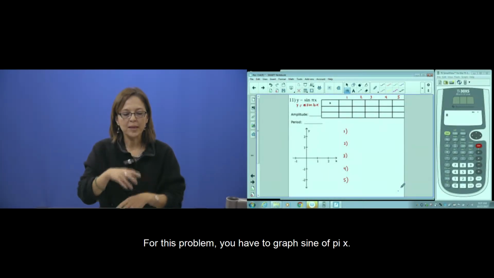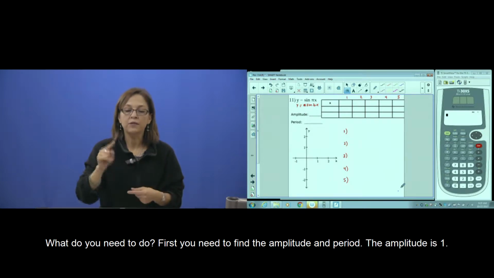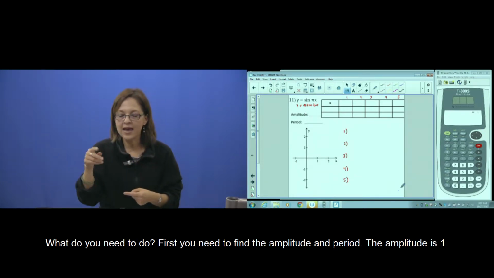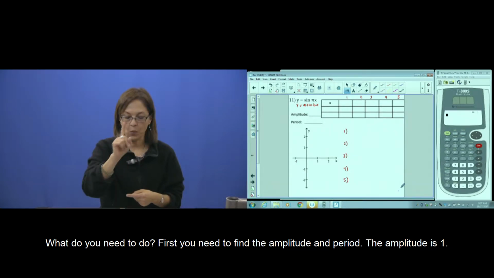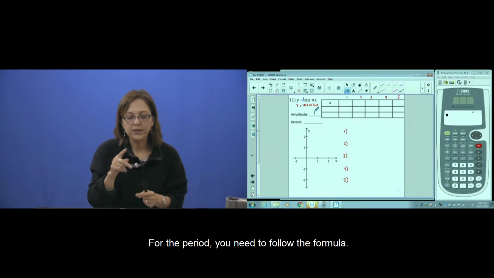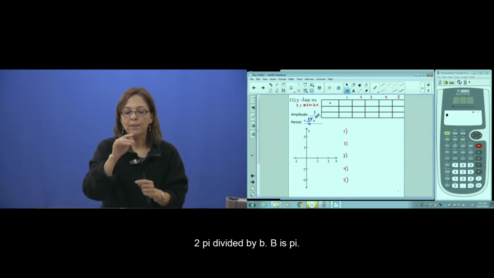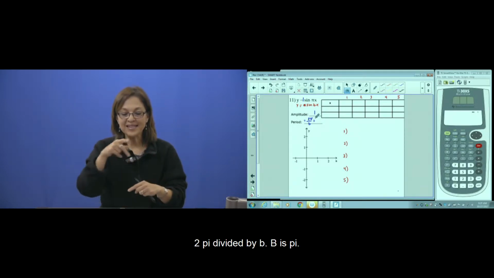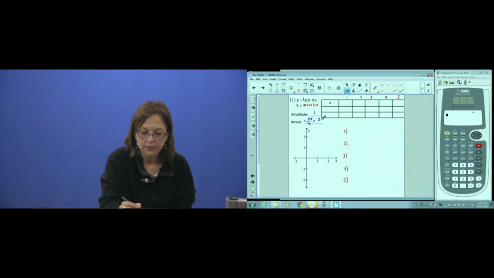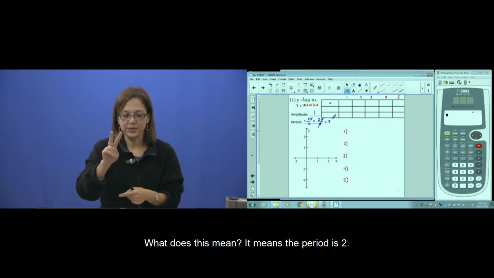For this problem, you have to graph sine of pi x. What do you do? First, you have to find the amplitude and the period. Amplitude is 1. Period: follow the formula, 2 pi divided by b. b is pi. Means what? Period is 2.